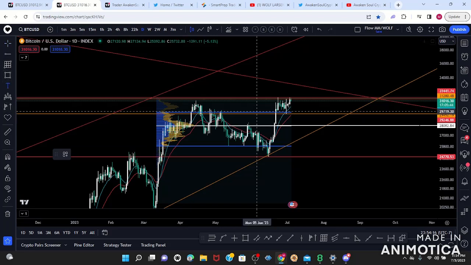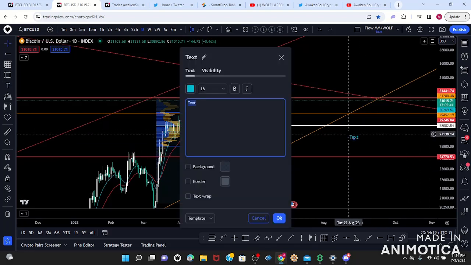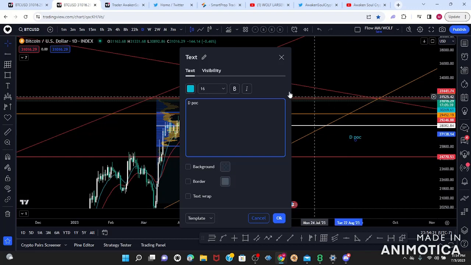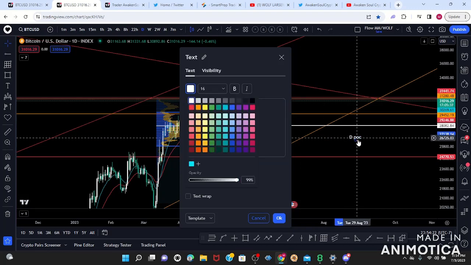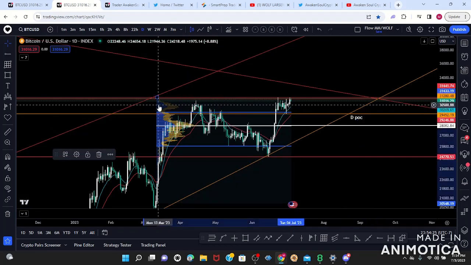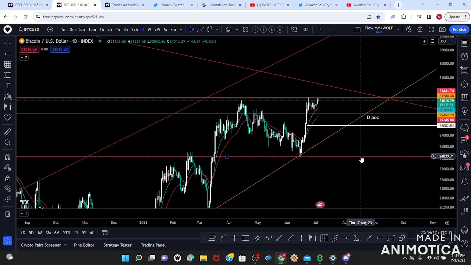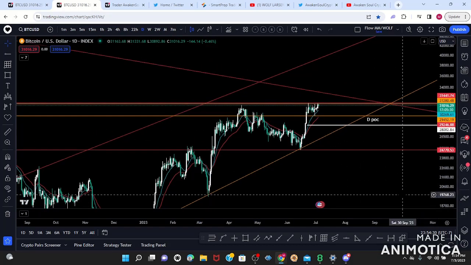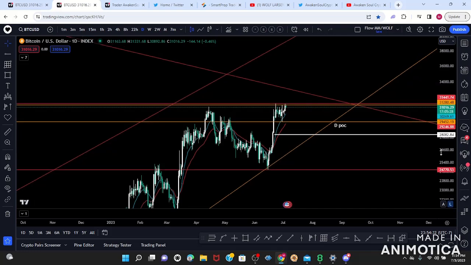And let me chart it. Let me make a note here. So this is my daily POC. Right? You want to make it cute, make it yours. Take your time with charting, understand, you know, where the chart is going. So that's my daily POC.